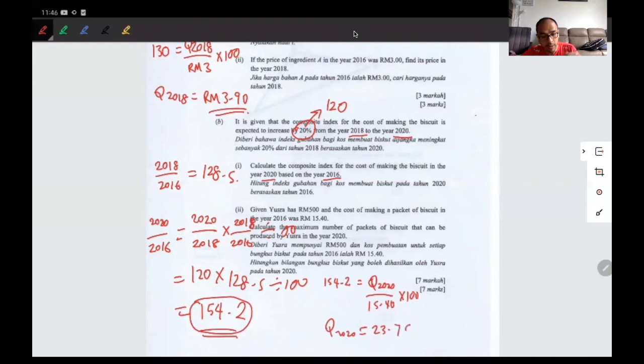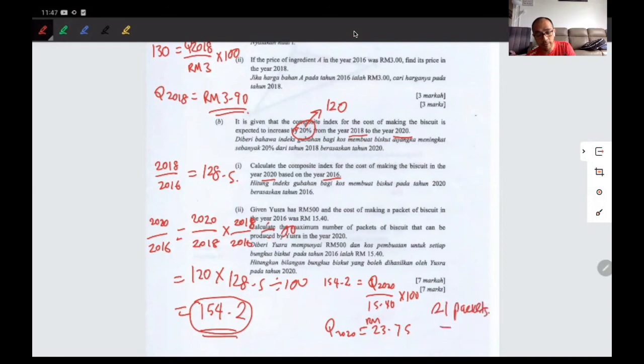Okay, all right. So if one packet of biscuit is 23, wow, it's very expensive biscuit, 23 ringgit. So 23 ringgit 75 cents for one packet of biscuit, and you have maximum 500 ringgit altogether to make. Okay, so how many packets of biscuit can you make? Okay, so it will be just 500 divided by 23.75. So you get about 21.05. So about 21 packets.